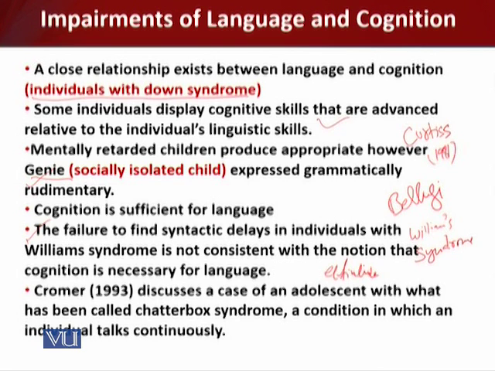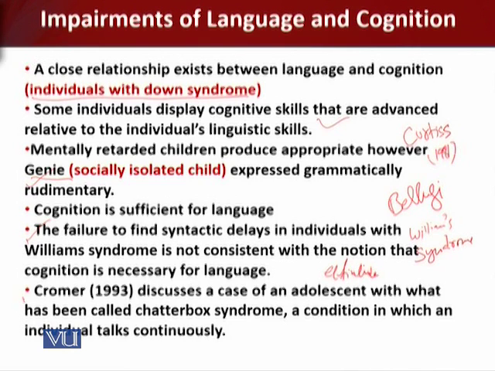There have been case studies in which individuals with significant cognitive impairments demonstrate unexpected language abilities. For example, Cromer discusses a case of an adolescent with what has been called chatterbox syndrome, a condition in which an individual talks continuously, despite considerable deficit on standardized intelligence tests. This young woman displayed fluent language with a keen understanding of various grammatical constructions such as passives and relative clauses.